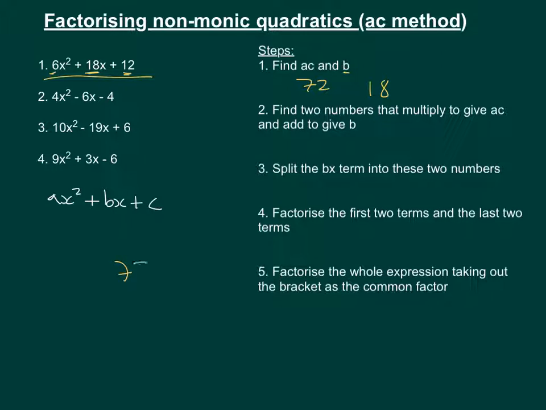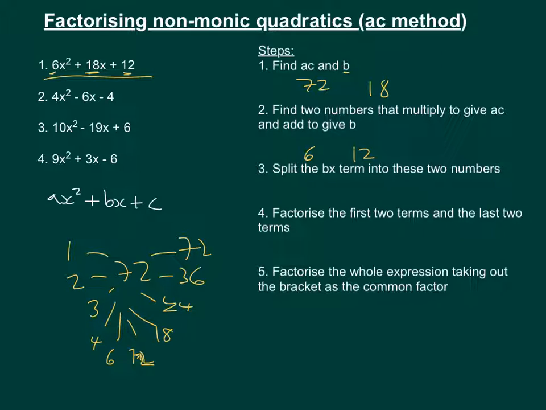So we need to write out the factors of 72. So we've got 1 and 72, that's not going to work. 2 and 36 doesn't work. 3 and 24 also doesn't work. Then we've got 4 and 18, they don't add to give 18. And then we have 6 and 12. Those two numbers are going to add to give us 18. So we're going to be using 6 and 12.